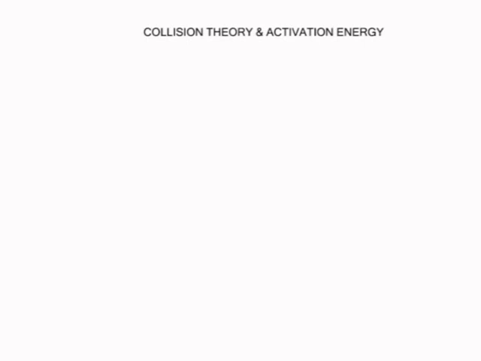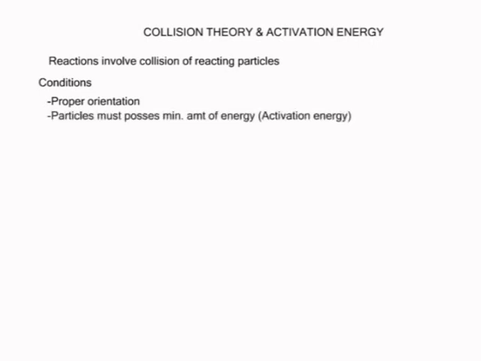Now, chemical reactions involve collisions of the reacting species. However, for a reaction to occur, certain conditions must be met. First of all, the particles must collide in proper orientation, and secondly, the particles must possess a certain minimum amount of energy that we call the activation energy. This way, we say the collisions are successful. So not all collisions result in chemical reactions. As a matter of fact, most collisions that occur in nature are usually unsuccessful. Successful collisions are very rare in nature. Why? Because either the collisions are in improper orientation or the particles do not have enough activation energy.